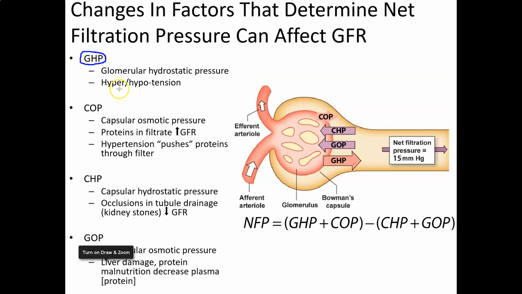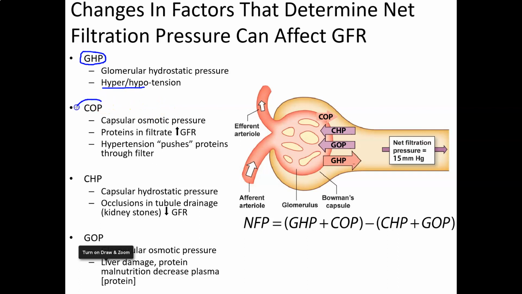Typically, as long as you're within the regulated range of 50 to 150, hypertension or hypotension is not going to affect it. But once you get outside that regulated range, that can happen. Severe dehydration can cause problems here with the hydrostatic pressure. Narrowing of the blood vessels within the kidney can also cause some issues. But the big one is really related to blood pressure. And again, that regulated range allows us to keep GHP pretty constant.